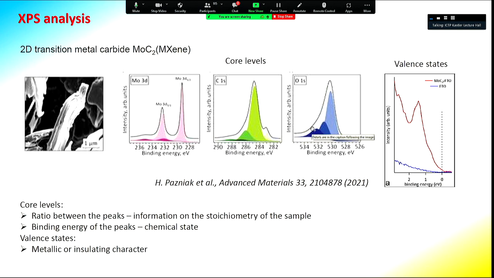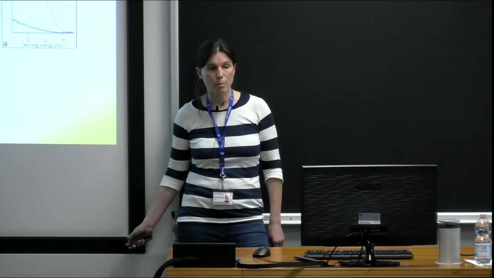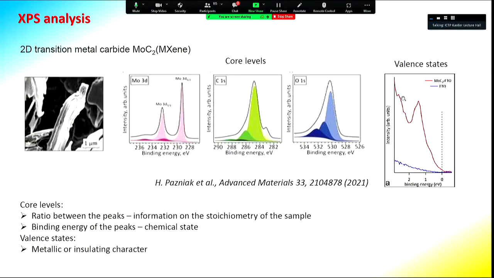Normally, these core levels are fitted with different procedures in order to find different components in the spectrum. From the binding energy of the components, you can understand something about the chemical state of these elements. And finally, even without information about the angular distribution of the electrons, you can also see the valence band, and just from its shape, you can say whether the material is insulating or metallic.